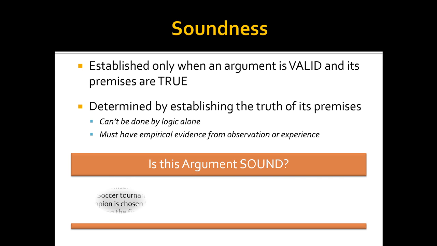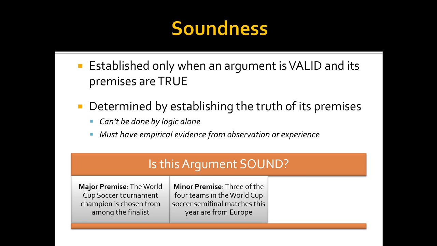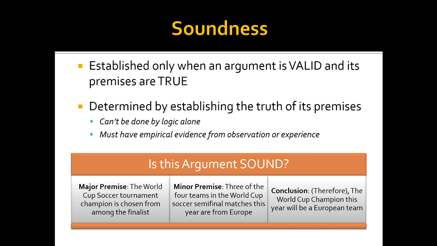So let's take this example. The World Cup soccer tournament champion is chosen from among the finalists, right? That's our major premise here. The minor premise: 3 of the 4 teams in the World Cup soccer semi-final matches this year are from Europe. So remember, a sound argument is a valid argument that has all true premises. Therefore, the World Cup champion this year will be a European team.